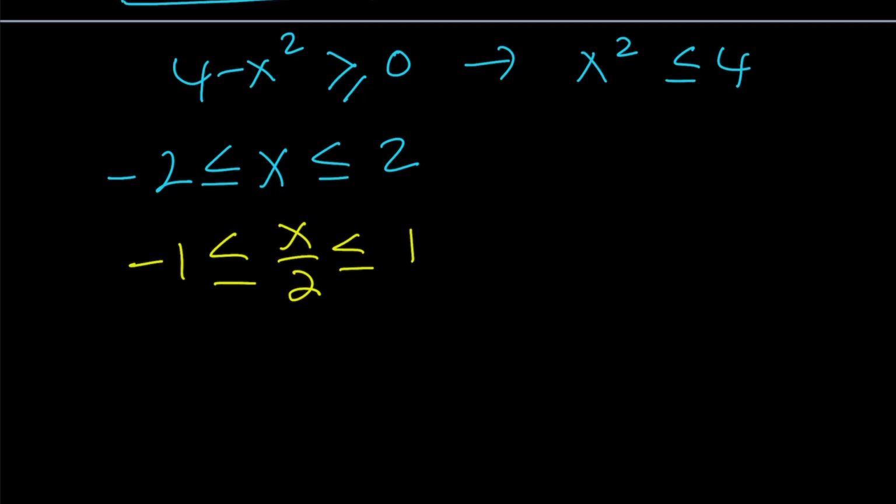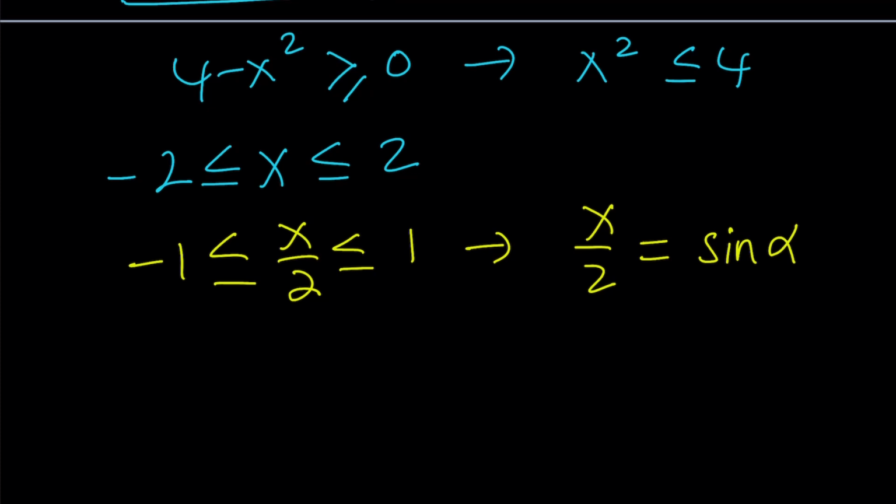So now x over 2 is between negative 1 and 1 inclusive, which means we can set it equal to a trigonometric sine or cosine function. Which one should we use? I'm going to use sine alpha in this case, and you could probably use cosine. It wouldn't matter.